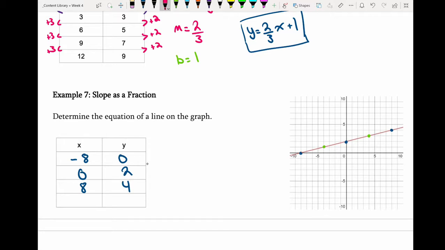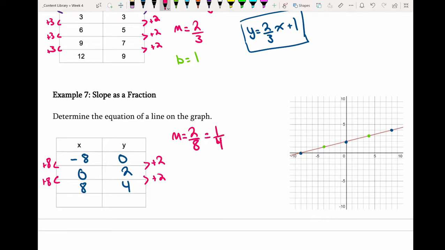So again, we're trying to find that change in y and change in x. Here our change in y is +2. Our change in x is +8. So my m value is going to be 2/8, which I can reduce to 1/4.